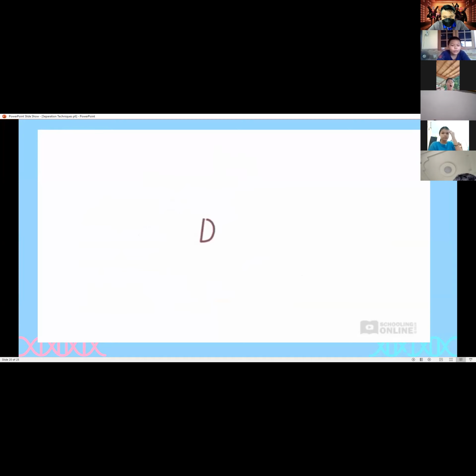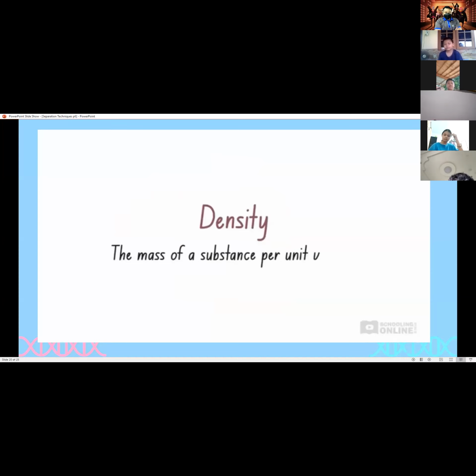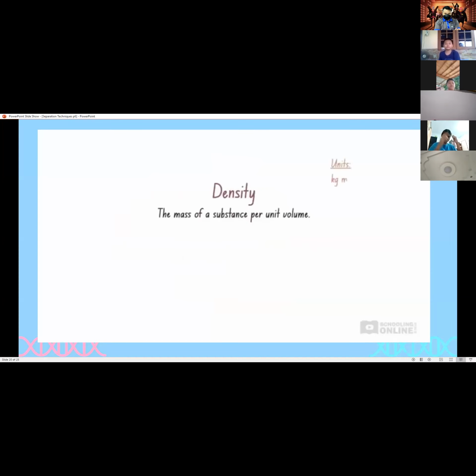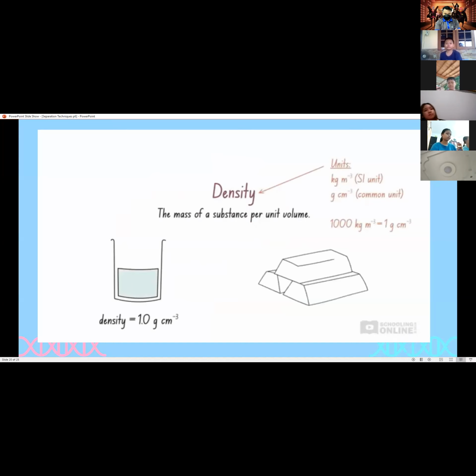In some mixtures, the key difference between two or more pure substances is their density. Density is the mass of a substance per unit volume. We usually measure density in kilograms per cubic meter or in grams per cubic centimeter. For example, water has a density of approximately 1 gram per cubic centimeter, while iron has a density of 7.8 grams per cubic centimeter.